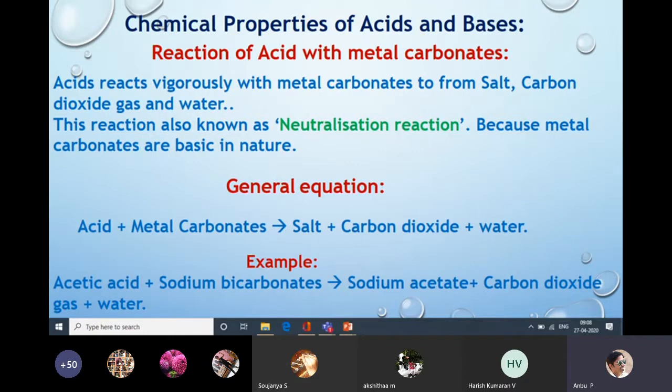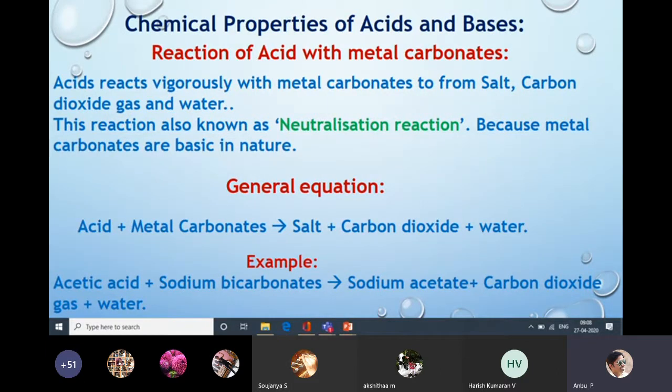When you add acid to a metal carbonate, they react to form a salt, carbon dioxide gas, and water. Since it is a carbonate salt, definitely they release carbon dioxide gas. This reaction is also called a neutralization reaction. Why a neutralization reaction? Metal carbonates are basic in nature, and acid reacts with the metal carbonate. It means acid and base react together to form salt as well as water. So it is also called a neutralization reaction.